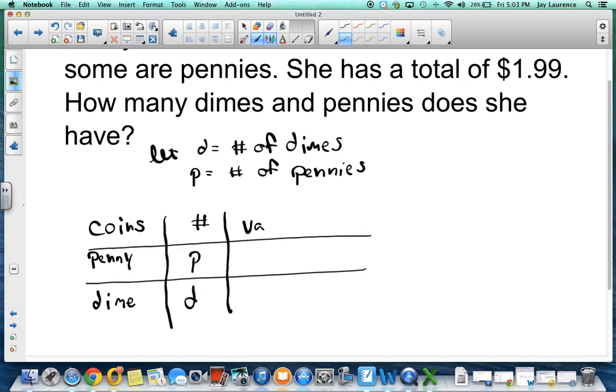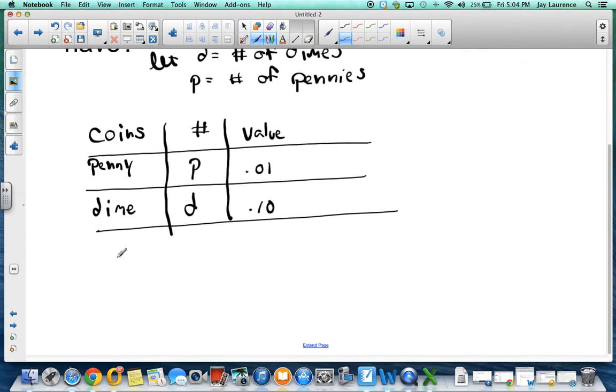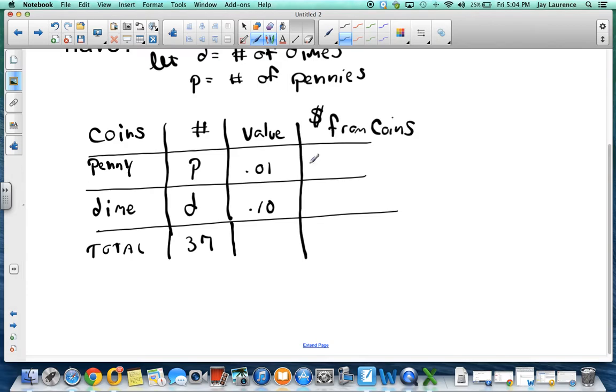I'm going to need the value. The value of a penny is 0.01. The value of a dime is 0.1. And then down here, I'm going to have some totals. The total number of coins is going to be 37. And the money from the coins is going to be 0.01p. That's the money from the pennies. I'm going to have 0.10d. That's the money from the dimes. And altogether, that's going to equal $1.99.